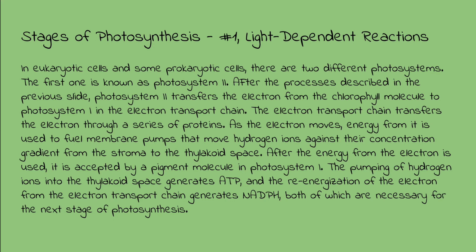The electron transport chain transfers the electron through a series of proteins. As the electron moves, energy from it is used to fuel membrane pumps that move hydrogen ions against their concentration gradient from the stroma to the thylakoid space.